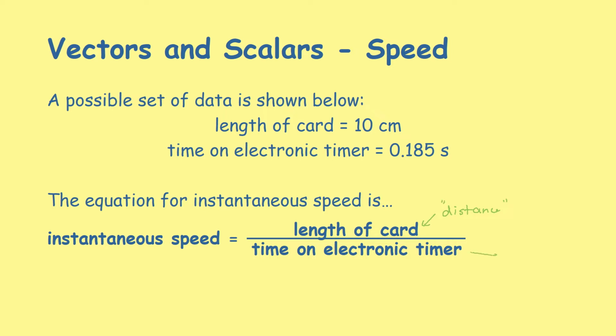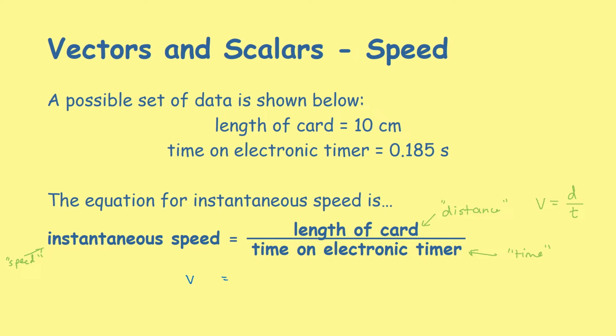Time on the electronic timer is obviously equivalent to time. And the instantaneous speed is equivalent to just speed. And this is the same as our speed distance time equation. So speed equals distance divided by time. What we can do is we can work out the result we get from this.